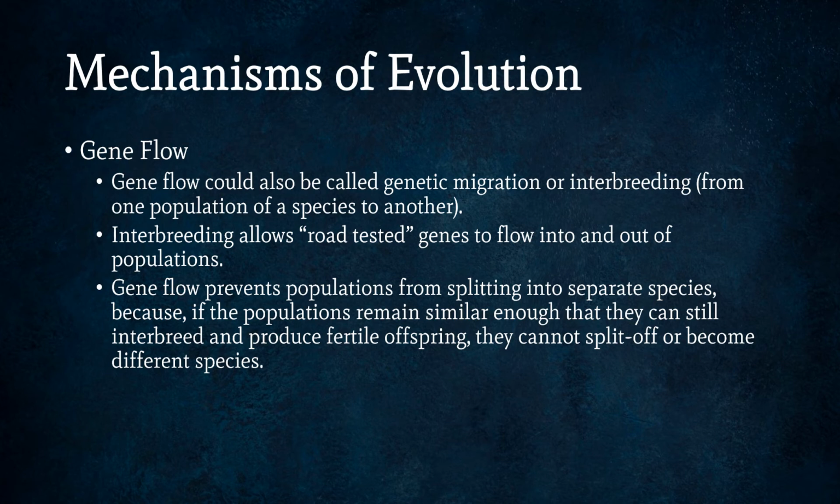Gene flow can also be called genetic migration or interbreeding from one population of a species to another. This allows road-tested genes to flow into and out of populations. It also prevents populations from splitting into separate species because if the populations remain similar enough that they can still interbreed and produce fertile offspring, remember our concept of species at the beginning of this lesson, they cannot split up or become different species. So this mixture keeps a species together, it keeps the genes flowing, and I'll talk a little bit more about that as we near the end of the lesson here.